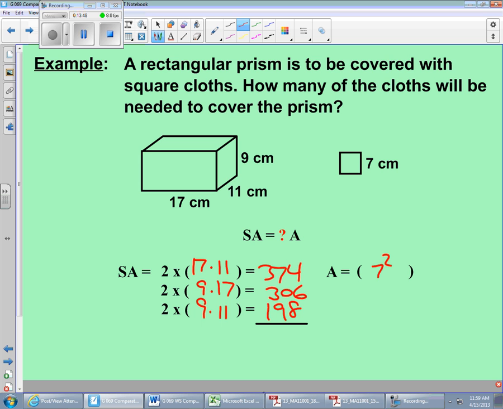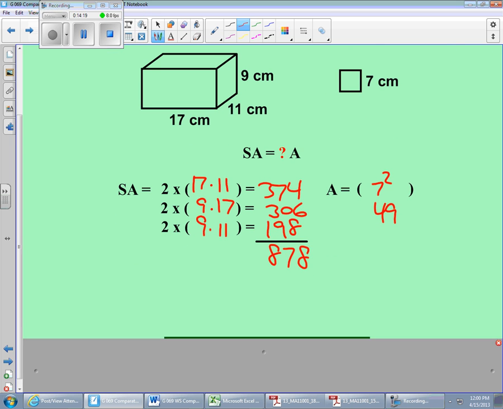Now, assuming I haven't goofed anything up, we ought to be able to add up these 3 area calculations that we just got, and that would give us a total surface area. That's 374, 306, and 198. So it looks like 878, whatever it is, centimeters squared. And we've got 49 on the area of that guy. Continuing to plug this into the formula, we got 878 equals how many 49s?